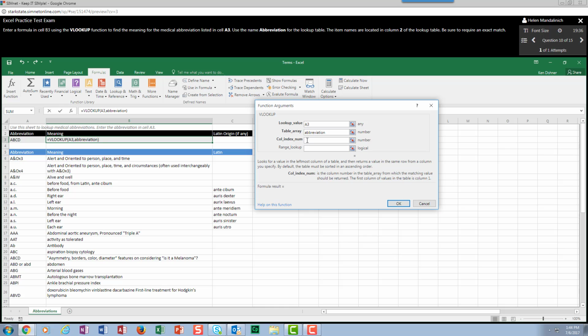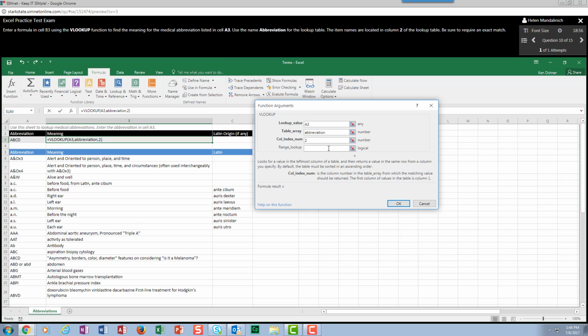Then the next piece that's required is the column index number. And the thing you want to remember about this is it doesn't have anything to do with what column it is in the worksheet. It has to do with what column it is within the lookup table. And this is what are we returning as the answer. So I'm looking up this value in this first column. What am I returning as the answer? Is it found in column 1? Is it found in column 2? Is it found in column 3? And so on of the lookup table. And the answer is column 2. So I'm going to put a 2 in here because I want to return this meaning, the stuff that's in the second column.